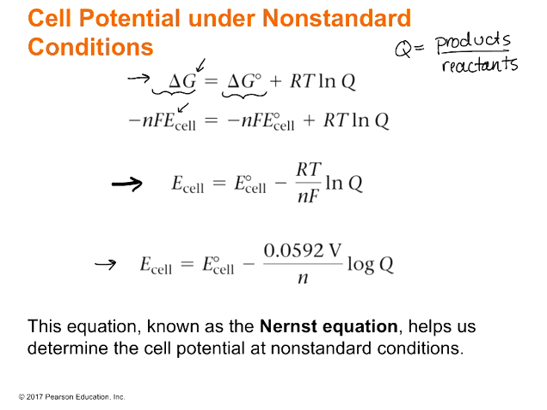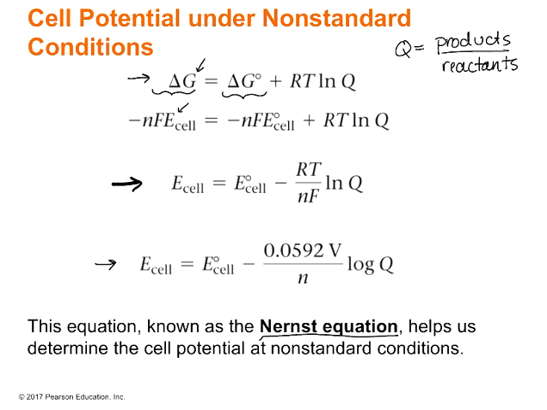All right, so this looks very similar to the last equation that we used. However, this time we're calculating the cell potential under non-standard conditions. So this equation is called the Nernst equation. This is going to be used to determine the cell potential of an electrochemical cell at non-standard conditions. Now, this can be useful in a lot of different scenarios.